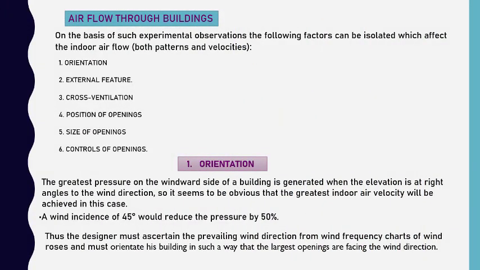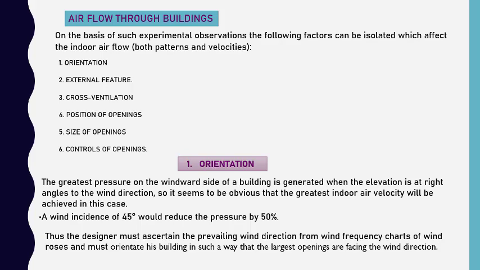In our last video, we have already discussed the air movement through buildings. Today in this video, we will talk about airflow through buildings. On the basis of certain experiments and observations, some factors can be isolated which affect the indoor airflow, both patterns and velocities. Basically, we have 6 major factors which govern airflow through buildings.